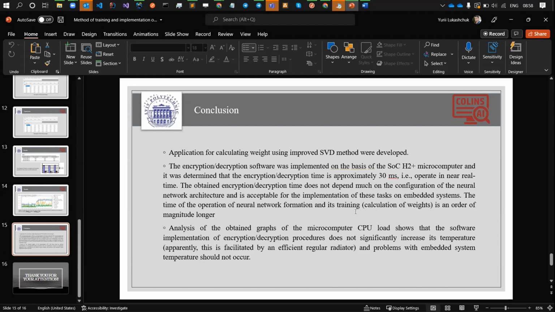The time of operation of neural network formation in its training is an order of magnitude longer. Analysis of the obtained graphs of the microcomputer CPU load shows that software implementation of encryption-decryption procedures does not significantly increase the temperature. Apparently, this is facilitated by an efficient regular radiator, and problems with embedded system temperature should not occur.